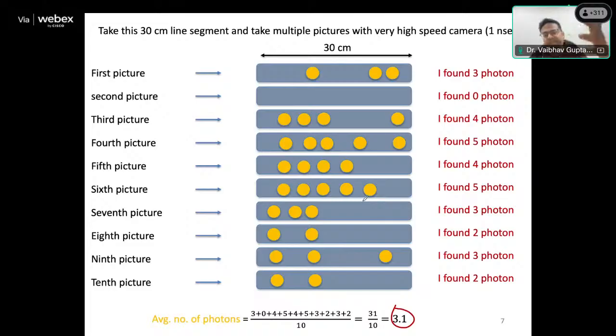But this is the first time I do the experiment. Suppose next time I do the experiment, I can find anything else. But the final crux is that the average number of photons will be 3.1. So next time, maybe there will be more photons here, 5 or 10, whatever, but the average will always come out as 3.1. So that is the point I wanted to clarify with these diagrams.